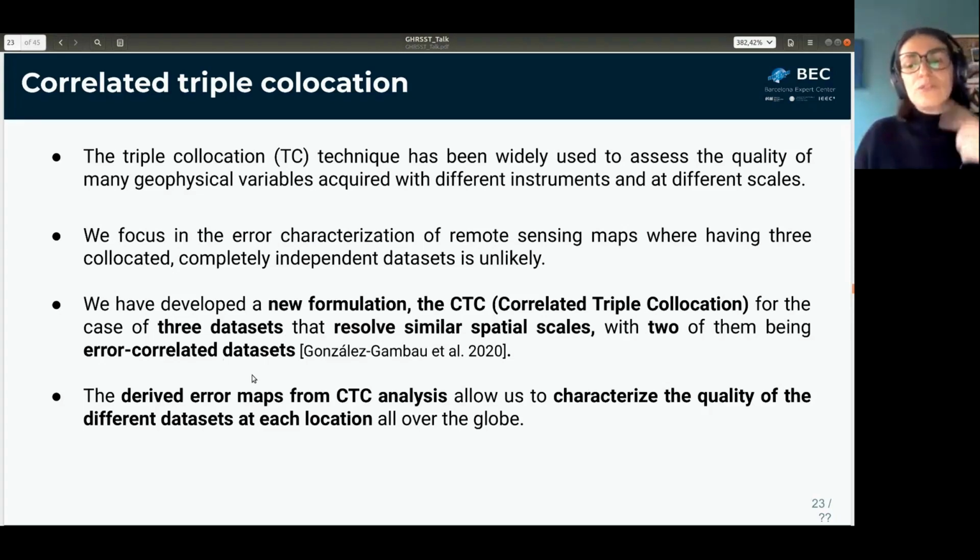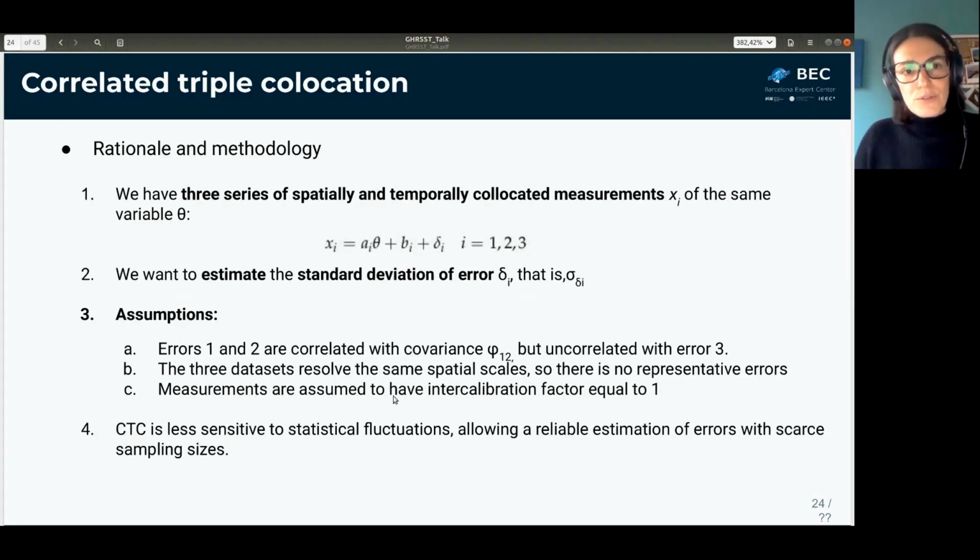And this allows us to characterize the quality of different data sets at each location, so we can provide a map of the standard error distributions. So here I briefly show you the rationale of the methodology. I'm not going to go into details. I will refer you to the paper.